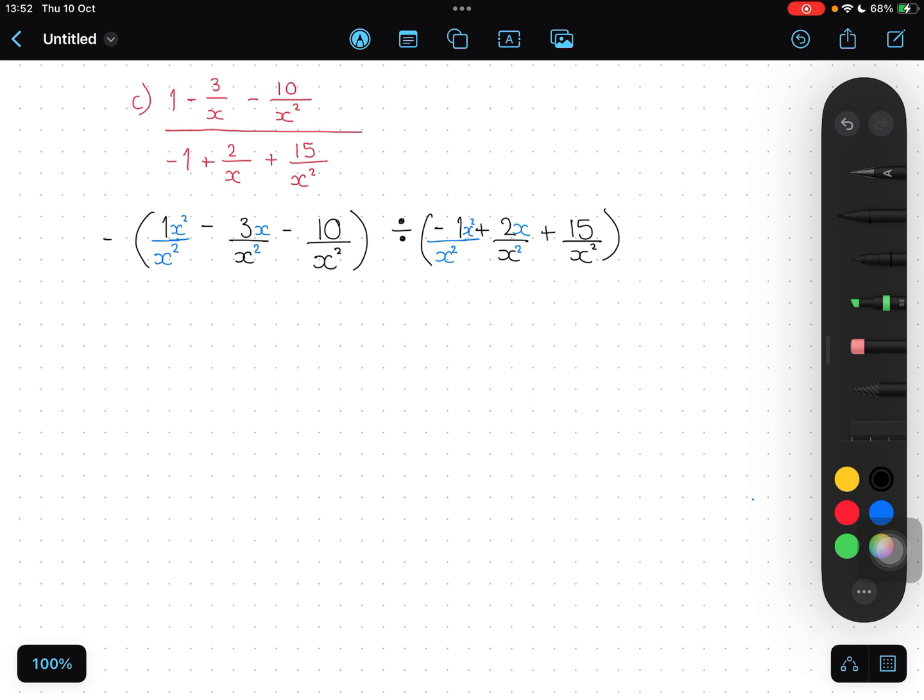So now for me to go on to my next line, I can write them all over the same denominator. So I have x squared minus 3x minus 10, and that is being divided by, all over one denominator, minus x squared plus 2x plus 15. And that's all over x squared.